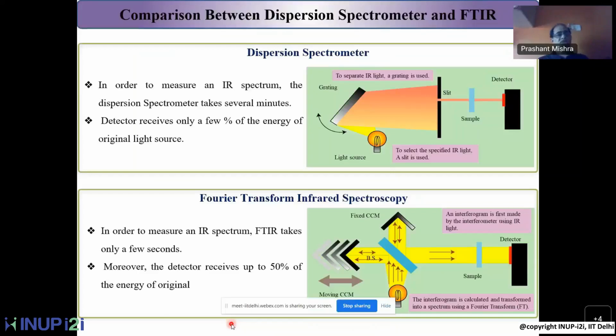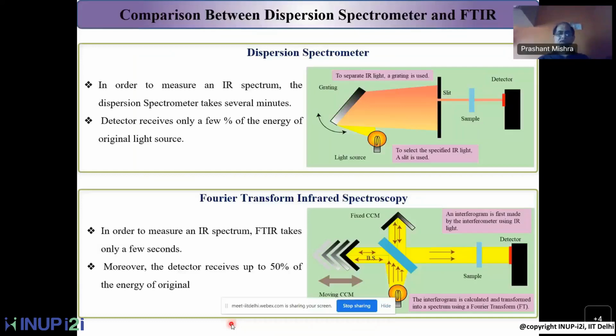In this process, number one, it takes several minutes. Number two, of the energy from the light source to the detector, only a very small percentage reaches the detector, because you are passing it through the slit and also selecting a particular wavelength, and that is what is passing through the sample.